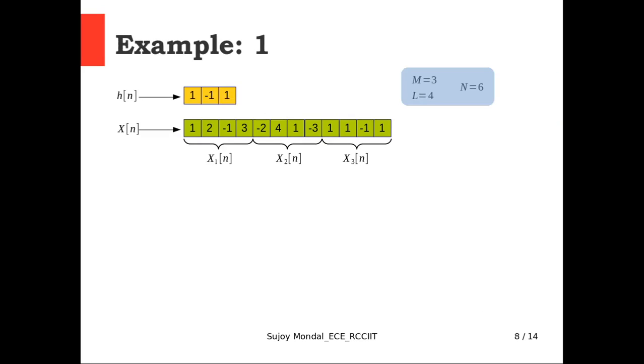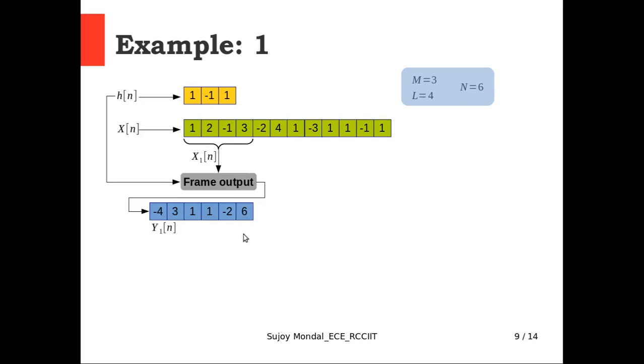Let's talk about the same problem. h of n is 1, -1, 1, and x of n is these 12 sample points. We have taken 3 different parts. Each part contains 4 samples, and each output length will be 6, because we know the rule. So the first frame we consider is x1, appended by zeros, and if we do the computation we will find y1.